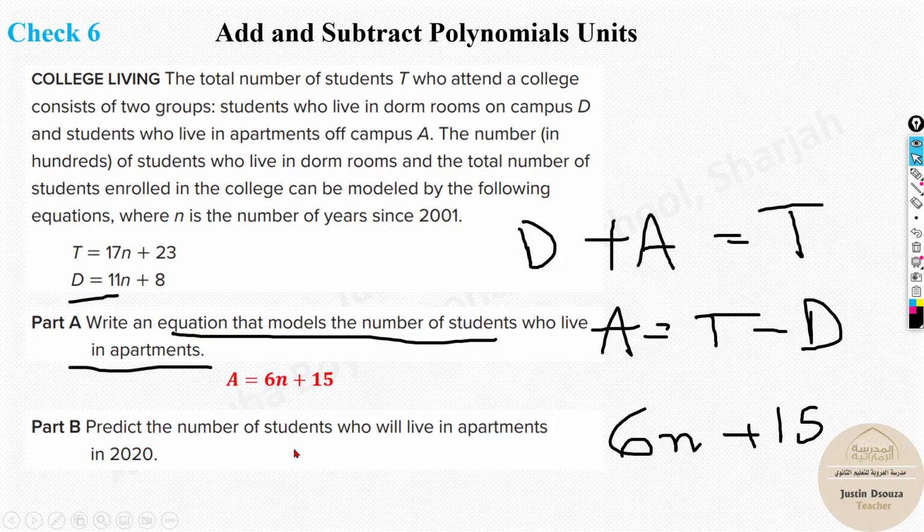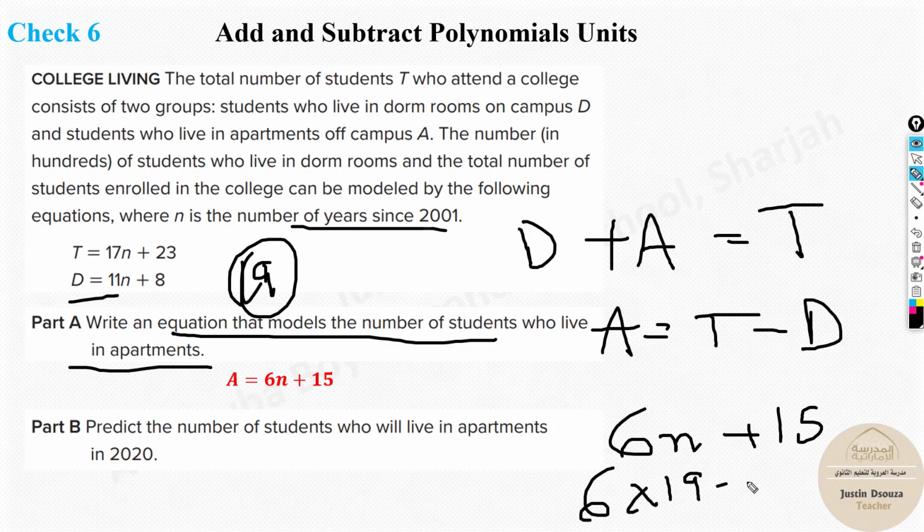And now, predict the number of students who live in apartments in 2020. So how many years from 2001 to 2020? It would be 19 years, because it's years since 2001. So after 2001 till 2020, it would be 19, not 20 years. So all you need to do is 6 multiplied by 19 plus 15. You can use the calculator if you want.